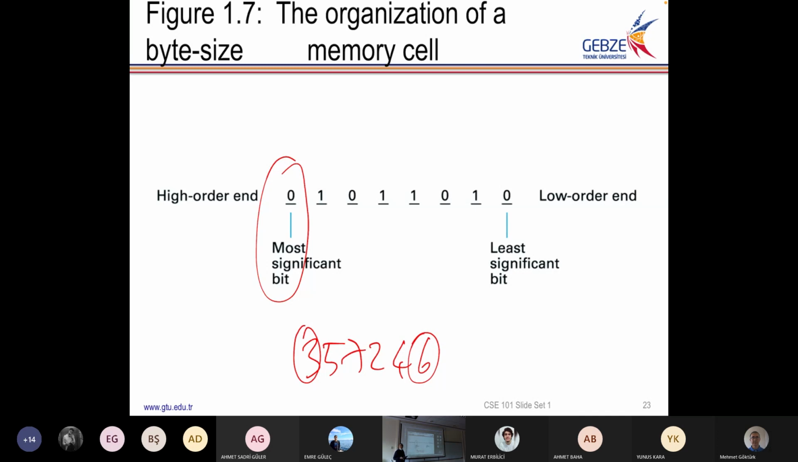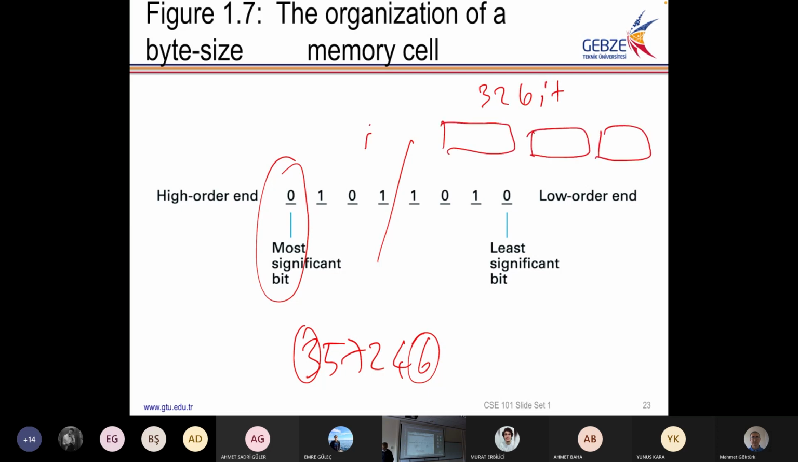Sometimes people call it high order or low order. It's a technique to divide an 8-bit number into 2, which means 4 bits and another 4 bits. For 32-bit binary numbers, you have 4 8-bit numbers.